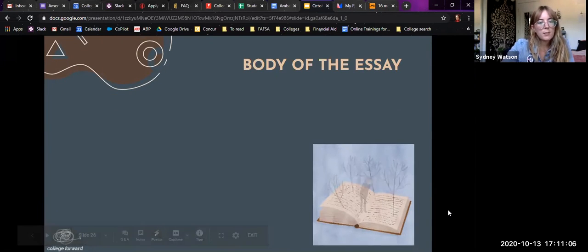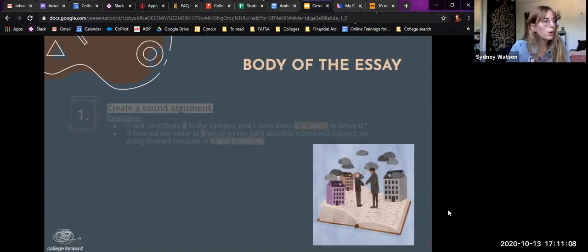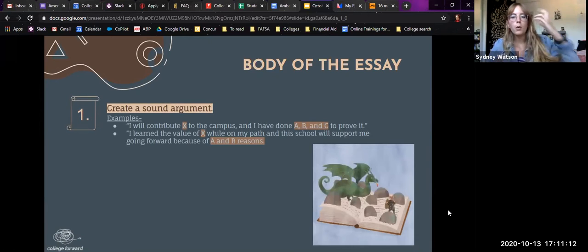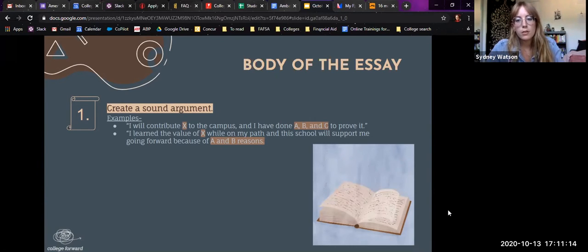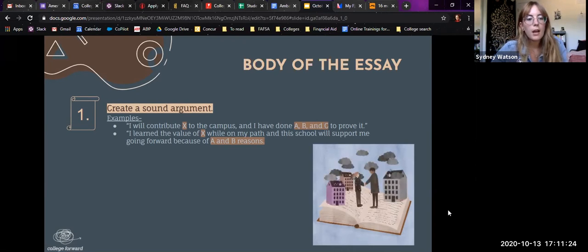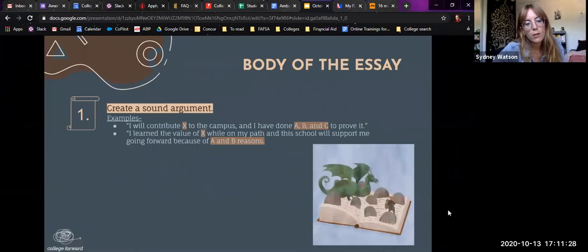Then moving on to the body of the essay. One, you want to create a sound argument of what you're going to bring to the university or college. An example is, I will contribute X to the campus and have done A, B, and C to prove it. Then, I learned the value of X while on my path, and the school will support me going forward because of A and B.